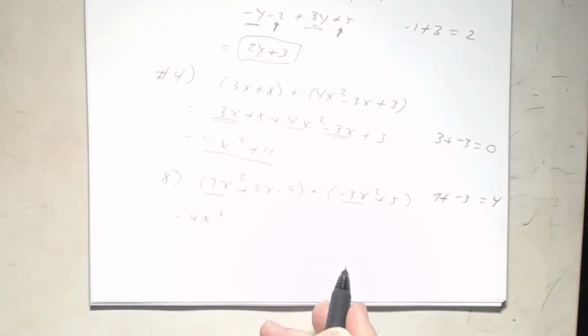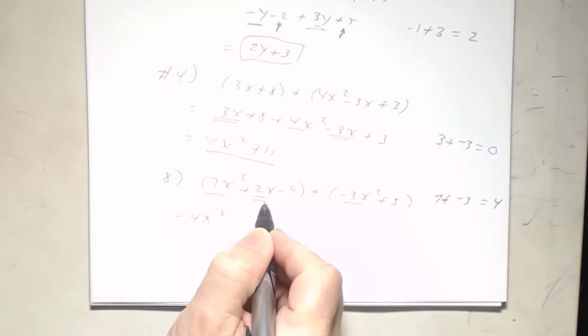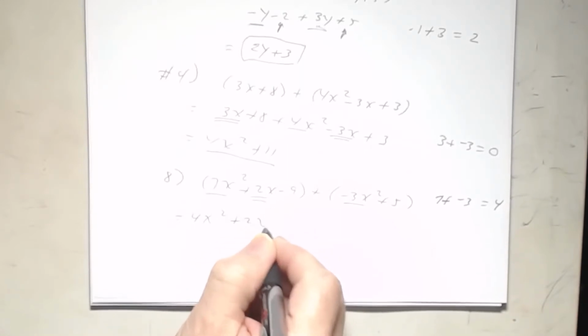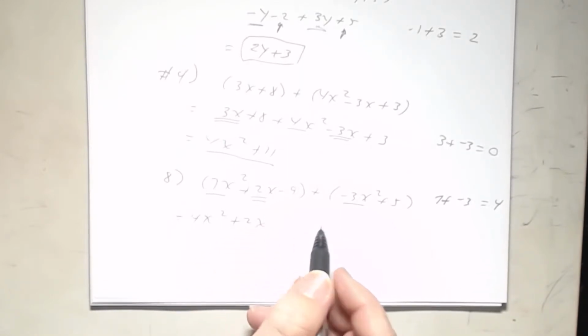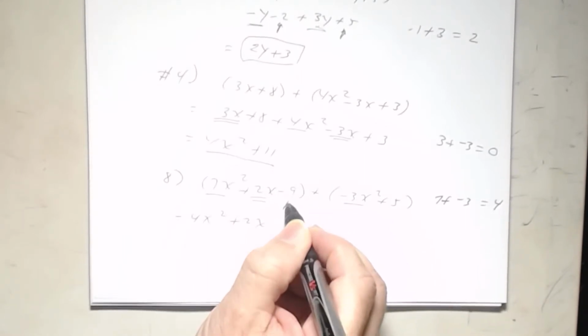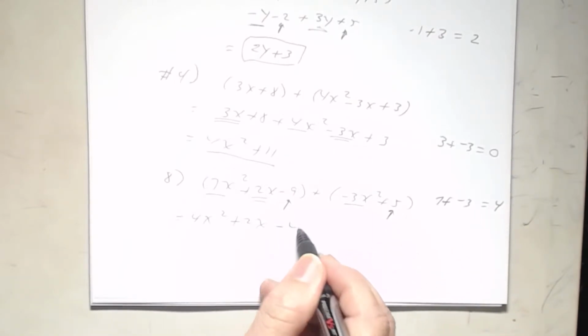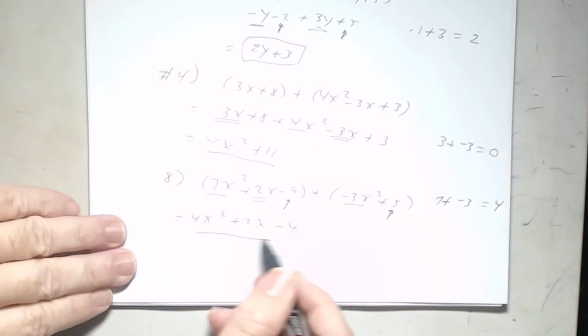Then the next one is going to be the x to the first. So that's this right here. Can I combine it with anything else? Nope. So I'm going to rewrite it. And then the last thing is your what? Constants, your constant terms. So a negative 9 and a positive 5 is a negative 4. So there's your answer. And this is in descending order. You're going from largest exponent to smallest. All right, so that's number 8.